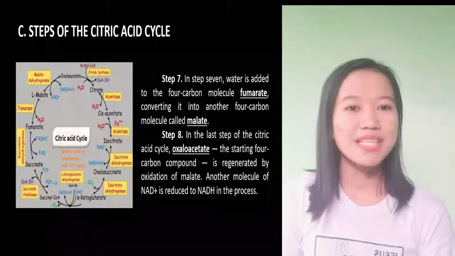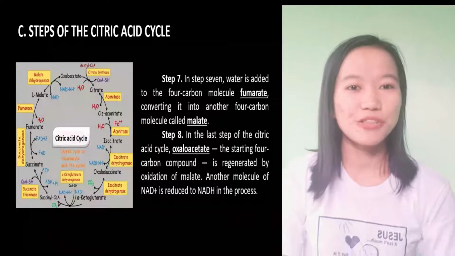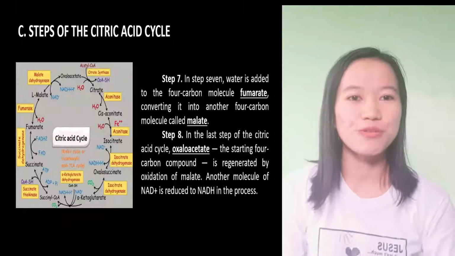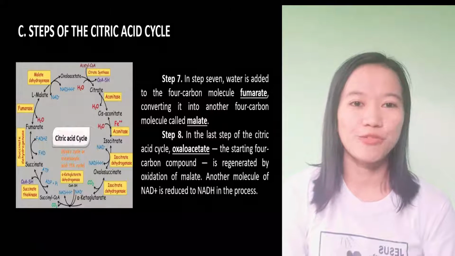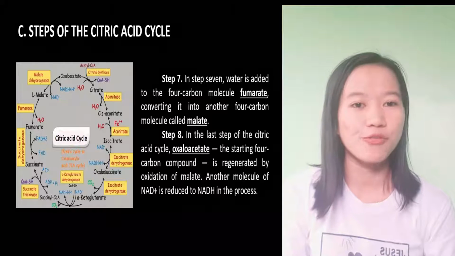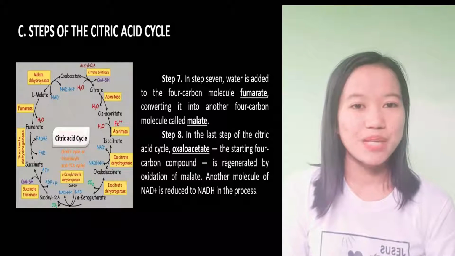The next step in the citric acid cycle is step 7. In step 7, water is added to fumarate to produce malate. Water is added to the 4-carbon molecule fumarate to produce another 4-carbon molecule, malate. The next step is step 8.